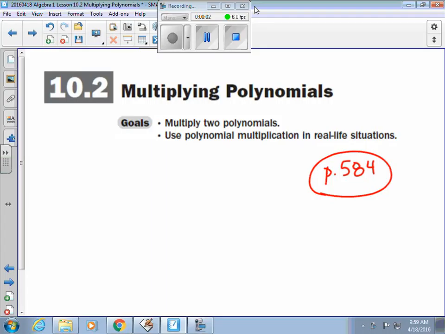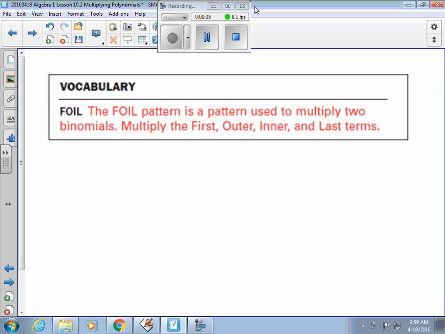Algebra 1, lesson 10.2, multiplying polynomials. That's what we're going to do. We're going to multiply two polynomials and use them in real life situations, beginning on page 584. We have a definition of FOIL to begin.